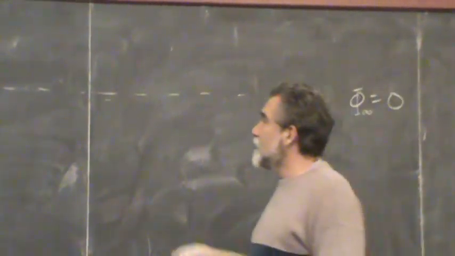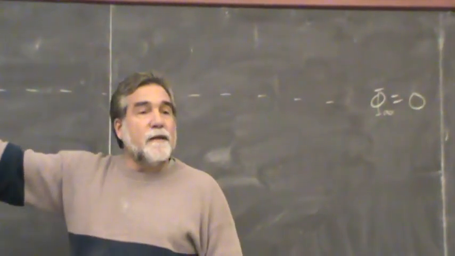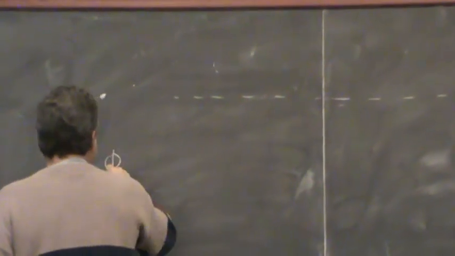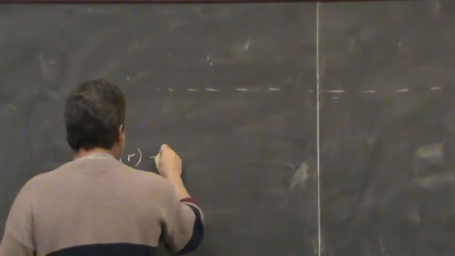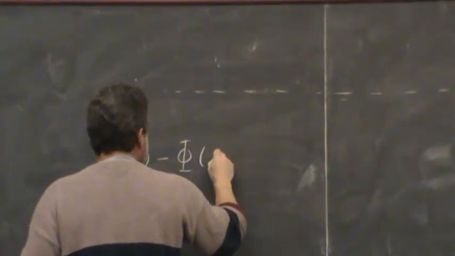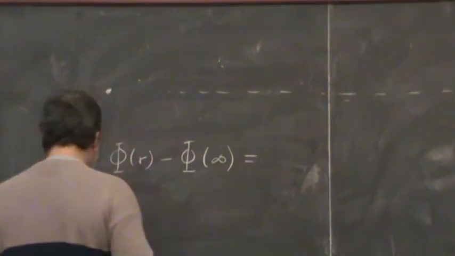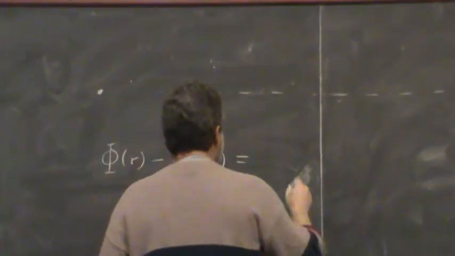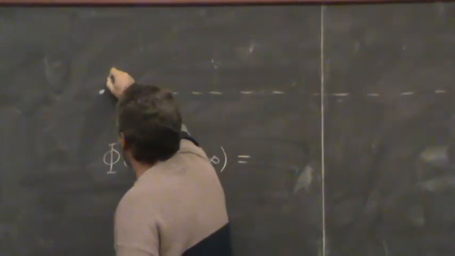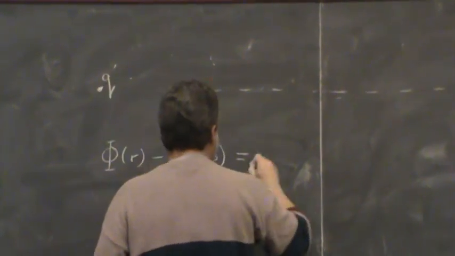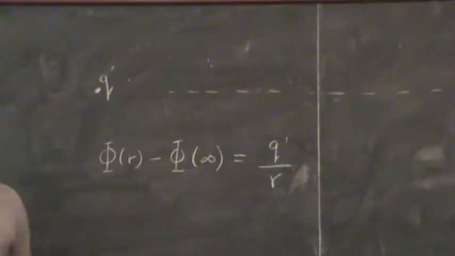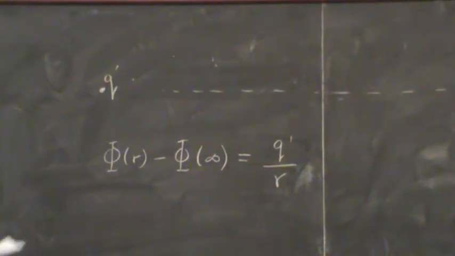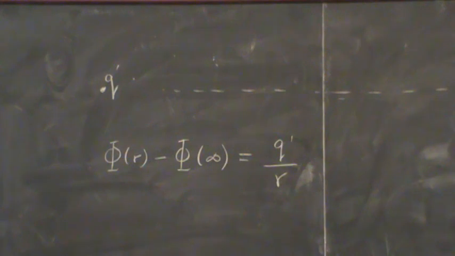I can go ahead and do that integral and figure out what the value is, and I find that phi at some distance out, the potential at some distance out, minus the potential at infinity, which I'm going to set equal to 0, is, for a point charge of charge Q prime, equal to Q prime over R in CGS. There'd be a 1 over 4 pi epsilon naught in MKS units.